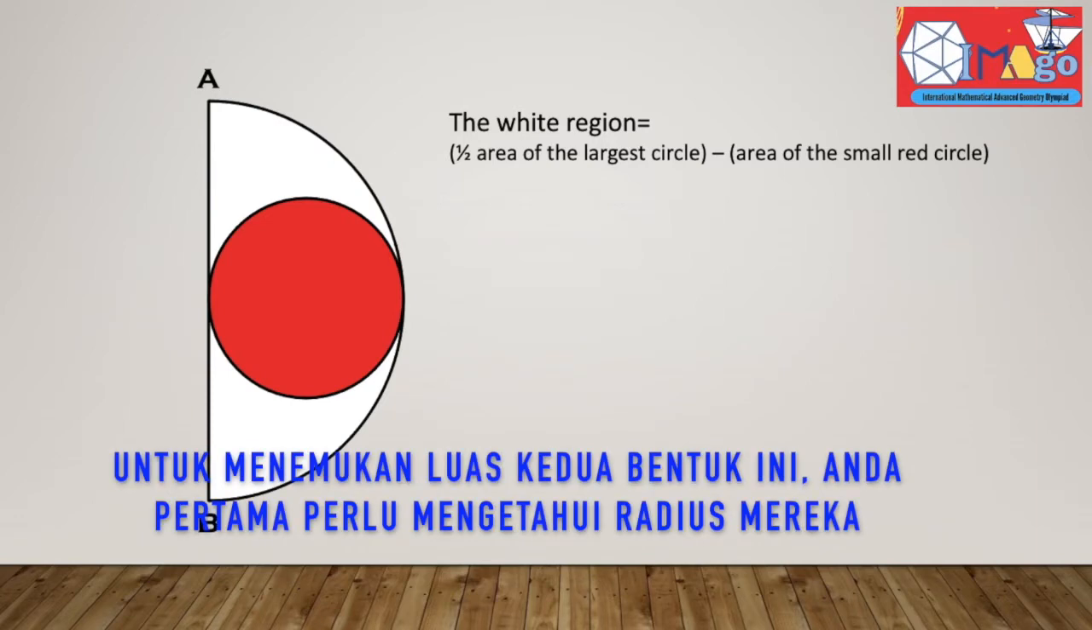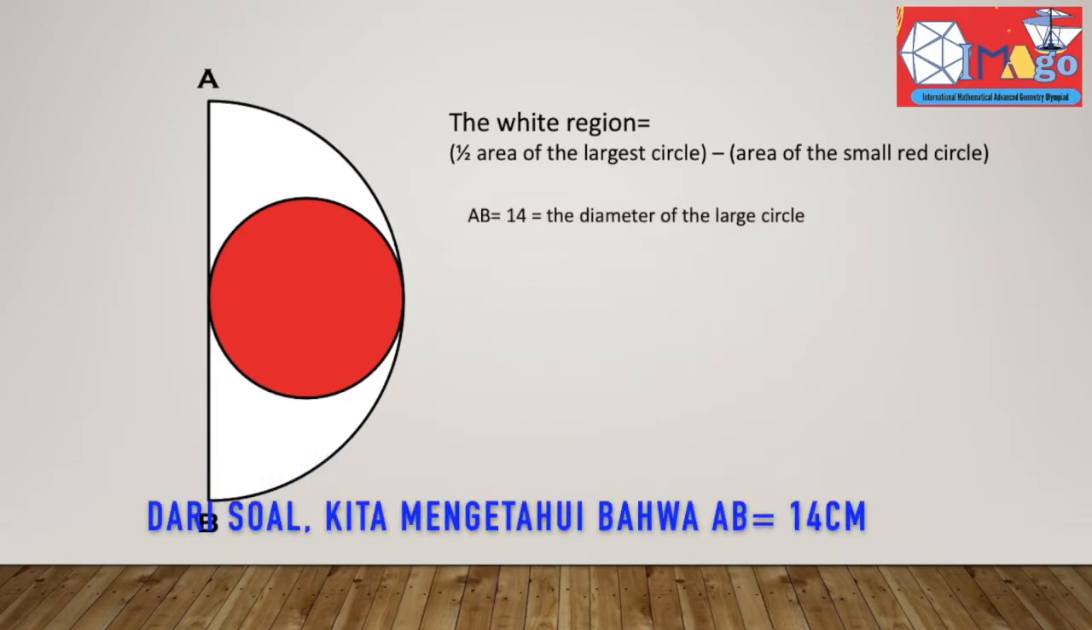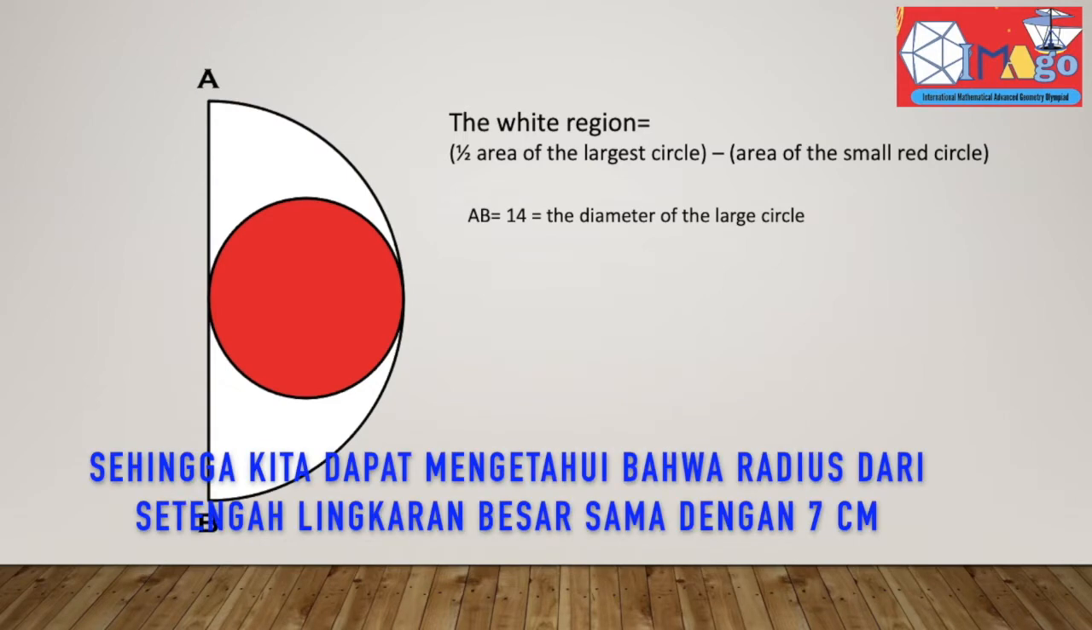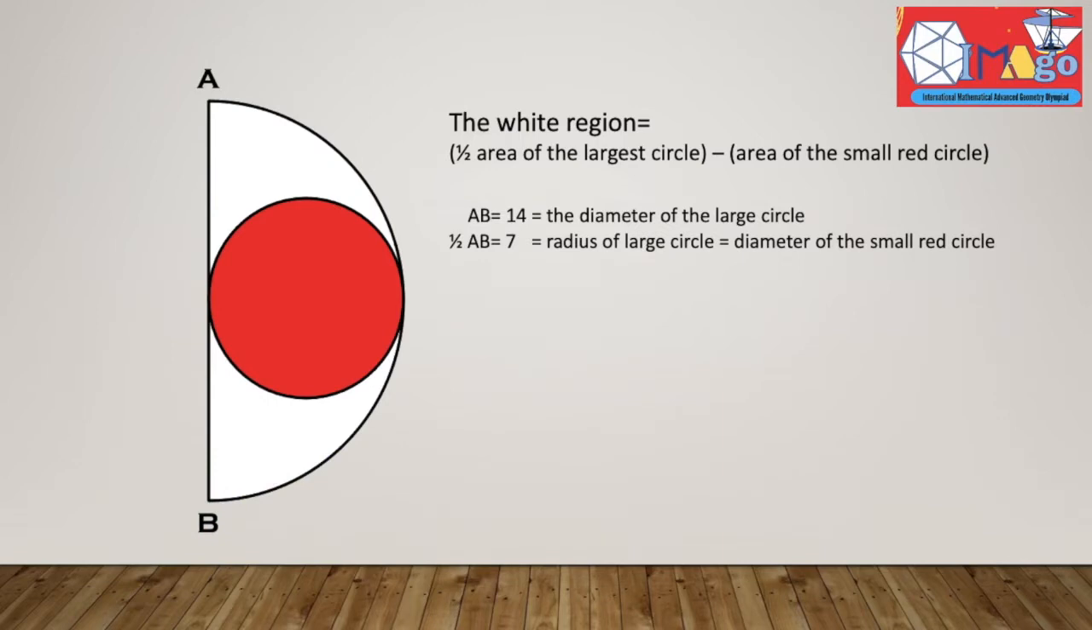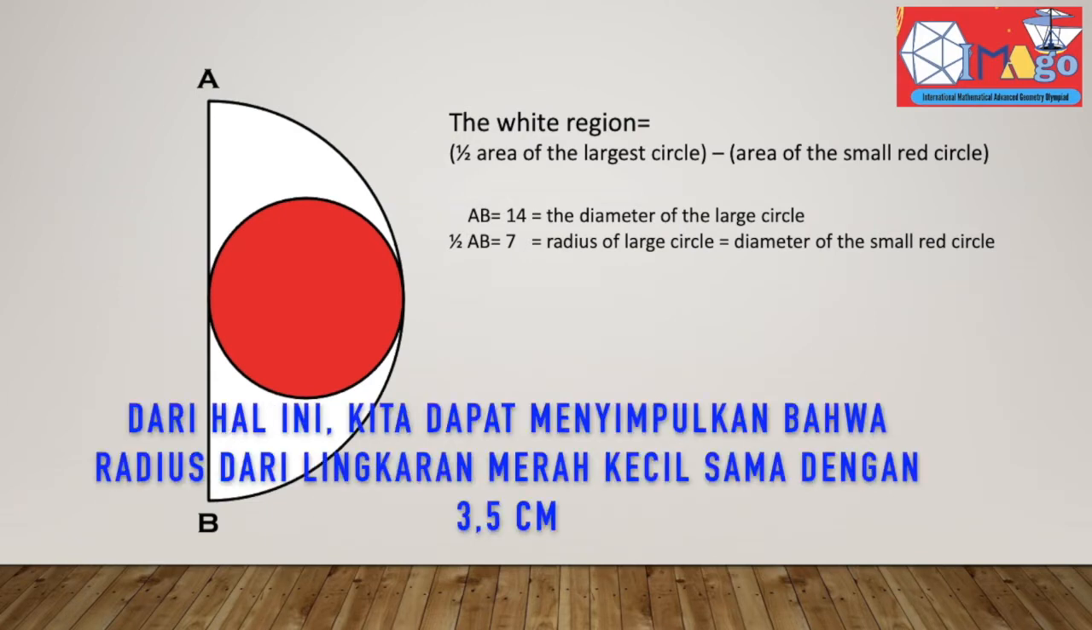To find the area of these two shapes, first we need to find the radius of each of them. From the question, we know that AB is equal to 14 cm. Hence, we can note that the radius of the semicircle is actually 7 cm. Furthermore, we can see that the radius of the semicircle is actually equal to the diameter of the small red circle. From this, we can know that the radius of the small red circle is actually 3.5 cm.